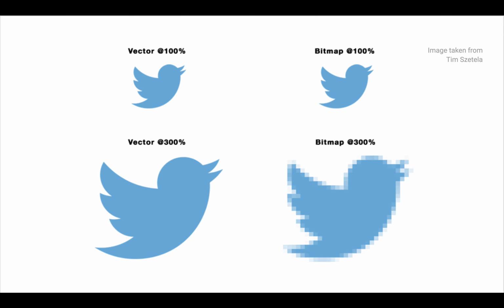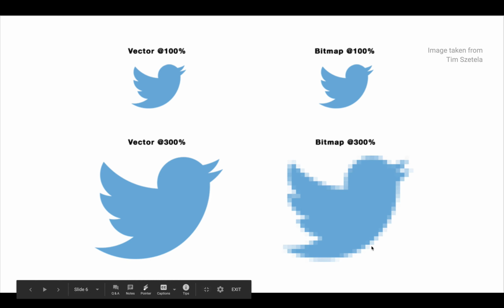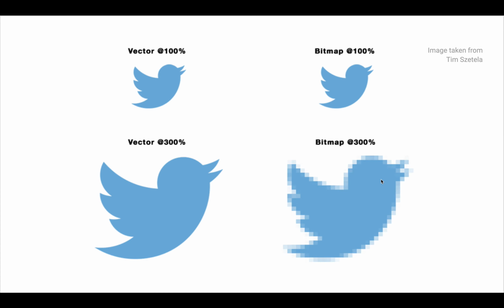Here's an example with the Twitter logo. You might recognize this little bird. So this is the vector image at 100%, and this is the vector image resized at 300%, and they look exactly the same. Bitmap is a synonym for raster, and you see that this is the bitmap, it's 100%, and then when you zoom it into 300%, it looks all fuzzy and pixelated. So then one might wonder, why do we ever use rasters or bitmaps if we could be using vectors and then we can resize things?